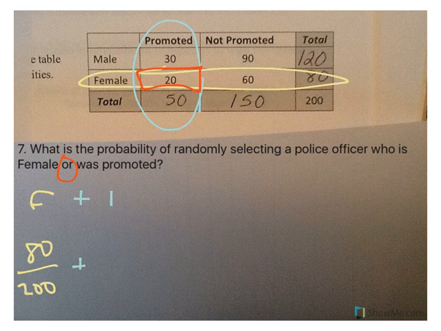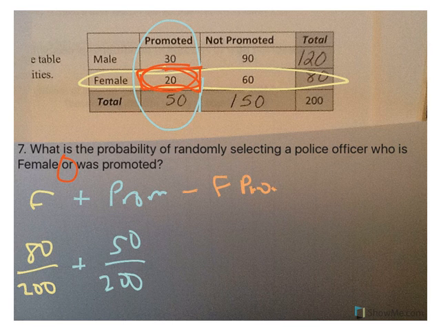Plus the probability of being promoted. Well, promoted is 50 over 200. But you notice that I counted this number twice, both as part female and part promoted. So I talk about subtracting the female promoteds. That's kind of how I write it. So I would subtract 20 out of 200.